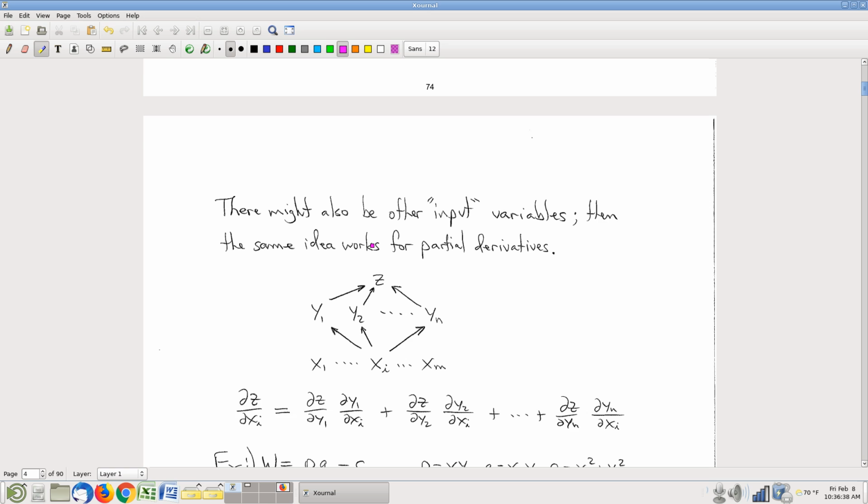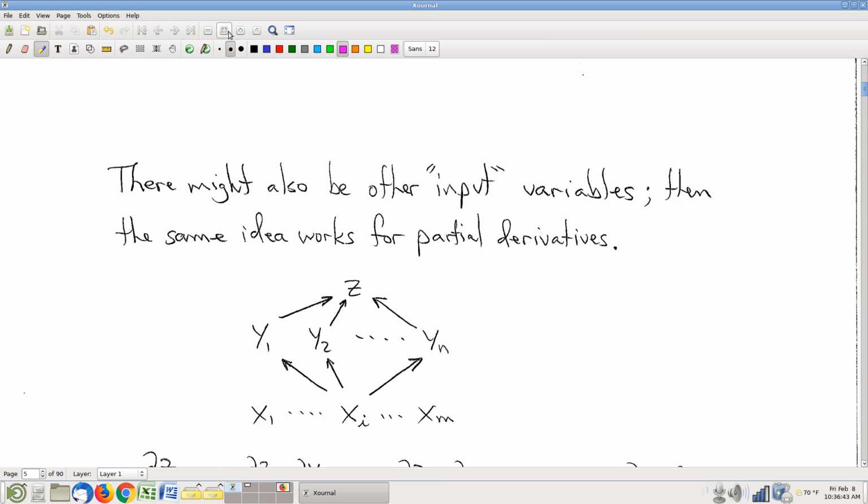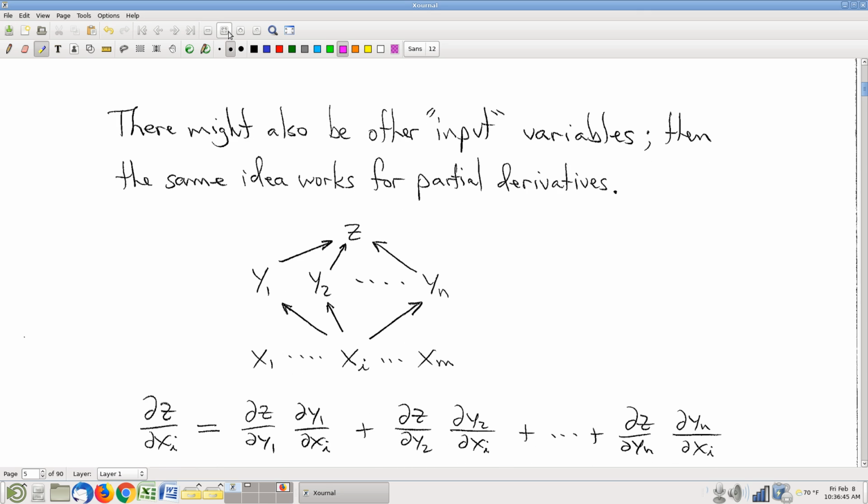Okay. Oh, now here's another twist. What if we don't just have a bunch of intermediate variables?